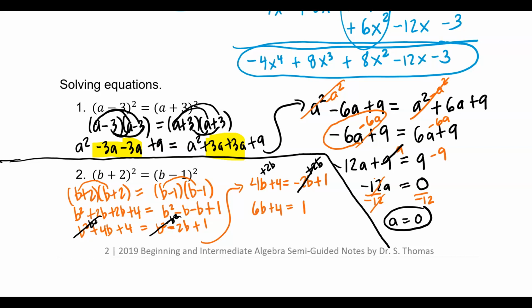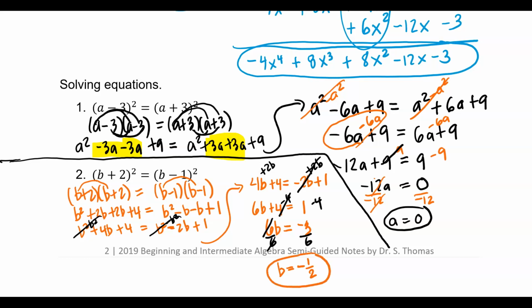Now I want the 4 to go to the right, so I need to subtract it from the left side. That'll cancel it from the left side, which is what I want because I want to isolate my b, my variable. We get 6b equals negative 3. And how do I solve for b? We divide by 6. That will be 6 divided by 6, which is 1. We say cancel out. So we get b equals negative 3 over 6, which is negative 1/2.